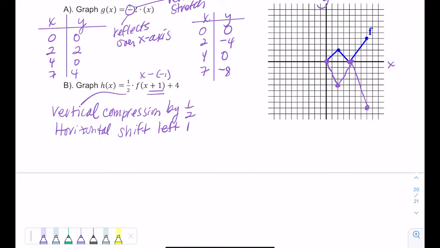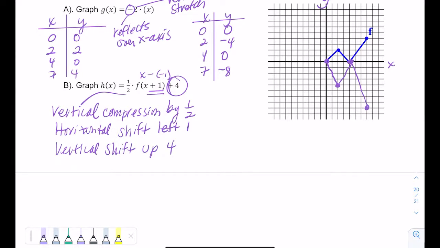Another way to tell is it's the opposite of what you see, right? So I see a plus 1 in parentheses, so that means I'm going to go to the left 1. You would think it would be to the right, but it's not. Horizontal is always opposite. And then the 4 at the end, anything on the outside, remember, is vertical. That plus 4, remember, is what we did in the beginning of the lesson. So that's a vertical shift. Since it's positive 4, it's going up 4.